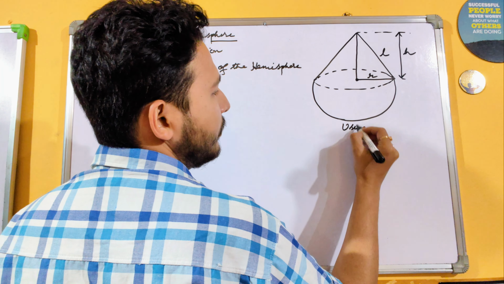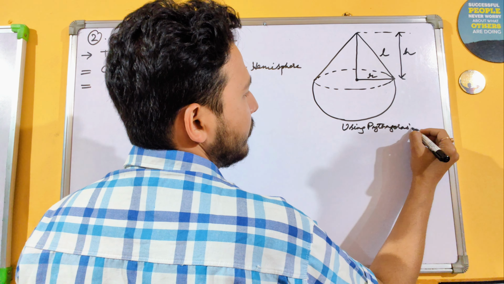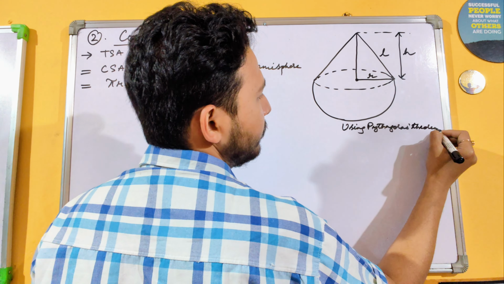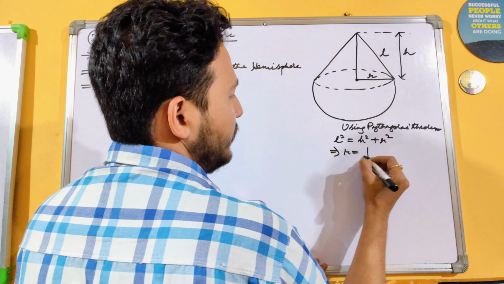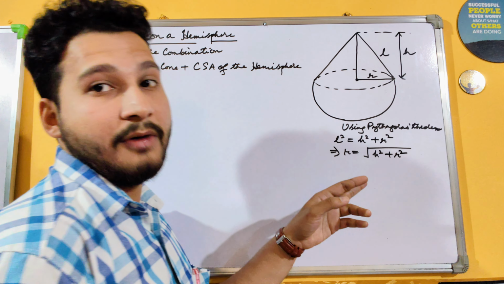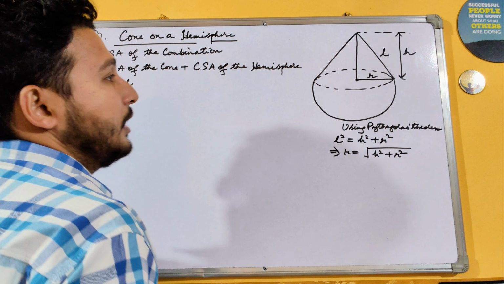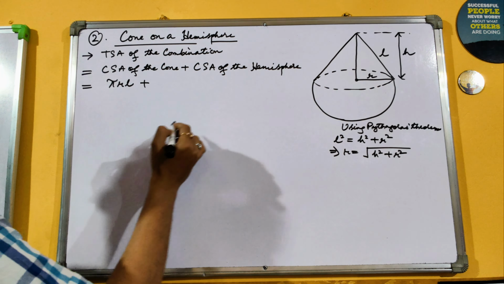You know the value of L using Pythagoras theorem. From the figure you can say hypotenuse square, which is L square, is equal to perpendicular square, which is h square, plus base square, which is r square. So L would be the square root of h square plus r square. This is how we find out the slant height.